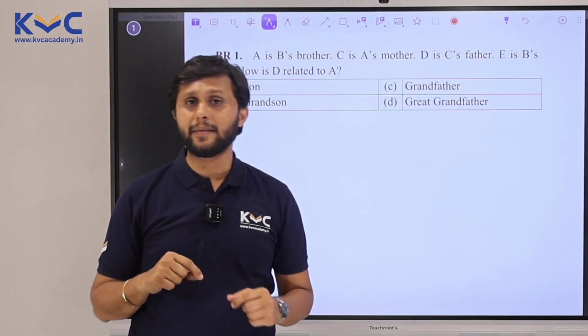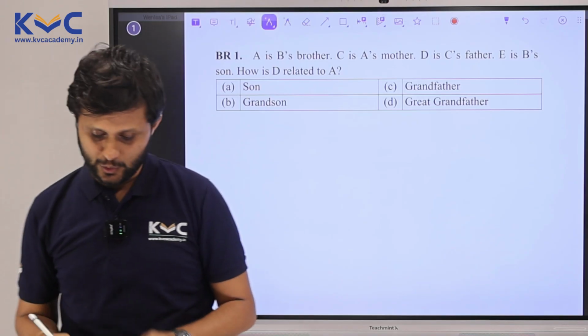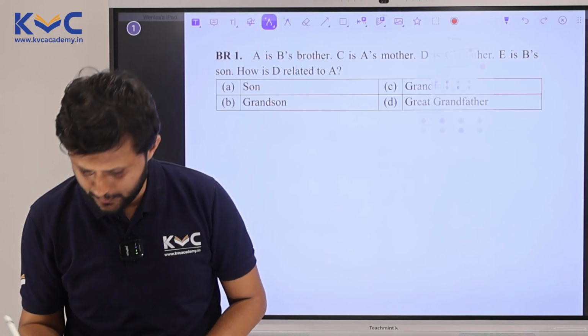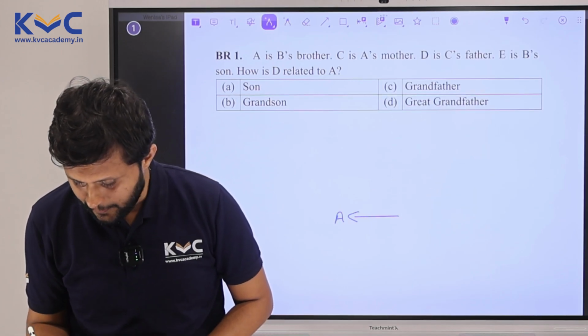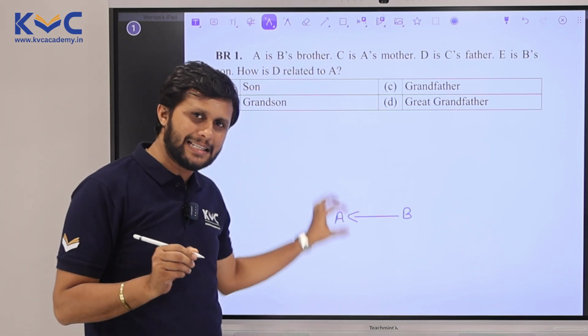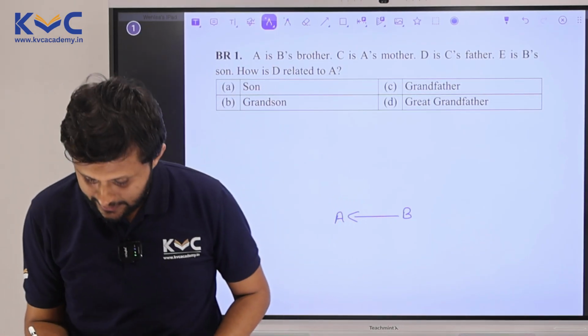In the first question, we have A is B's brother. So we have A to B. I'll switch to blue. We'll keep it in blue. A is B's brother. See the arrow. So whenever somebody is having a relation, I always keep the arrow towards that person. Fine. So this is bro.